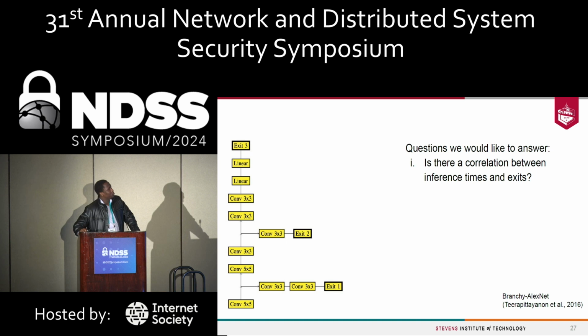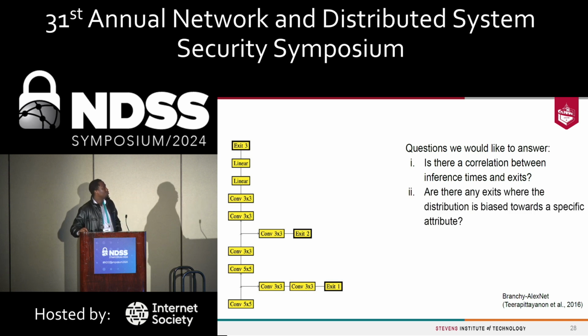So there are 2 major questions we would like to answer. The first question: is there a correlation between the inference times of the adaptive neural network and the different exits in the network? Also, if that is true, is there a correlation between any of the attributes in the input data to the adaptive neural network and any of the exits? For this particular example, the attribute we consider is the class label.